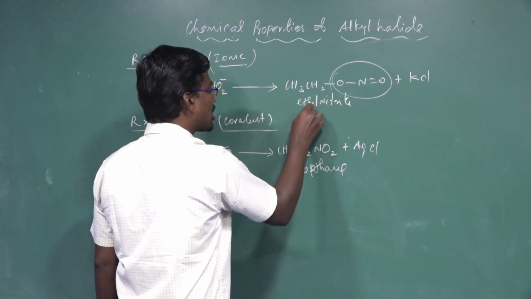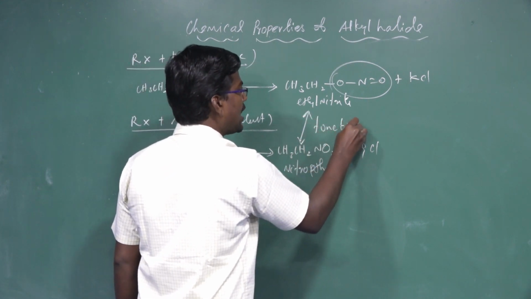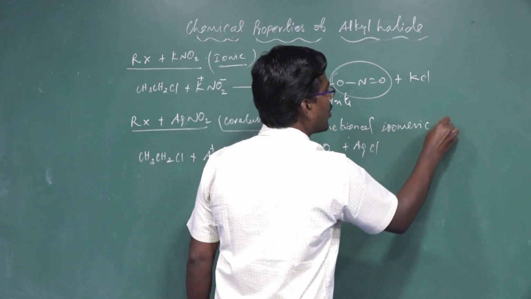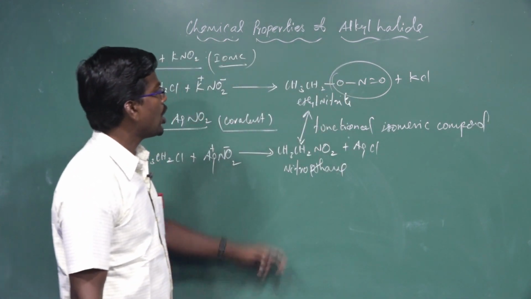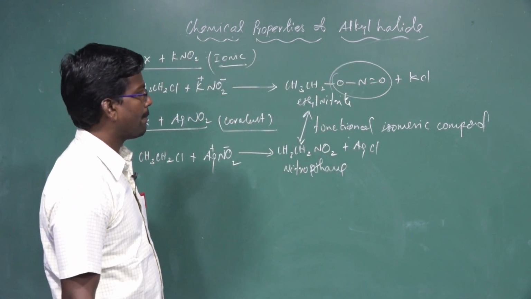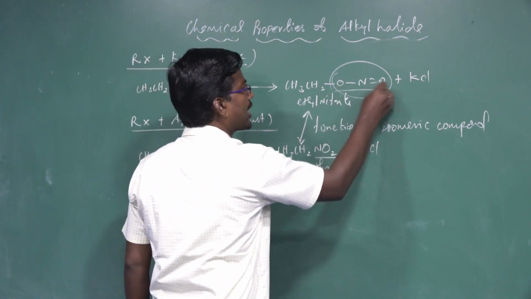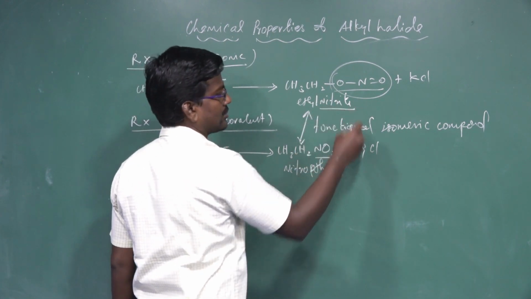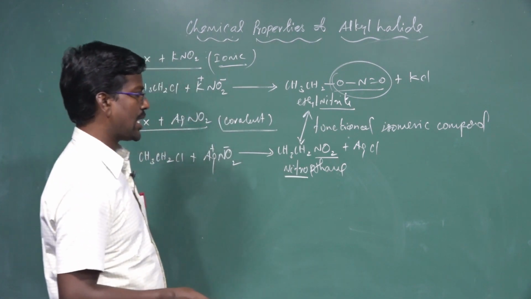Nitroethane. Both compounds are functional isomers, because both compounds have the same molecular formula but different functional groups. One is the NO2 functional group and one is the ONO functional group. ONO is named nitrite. NO2 is named nitro.